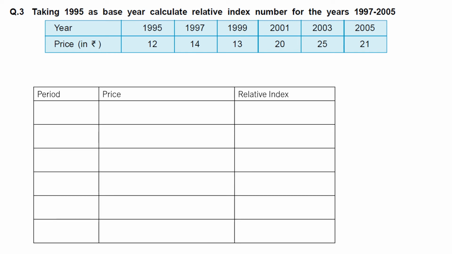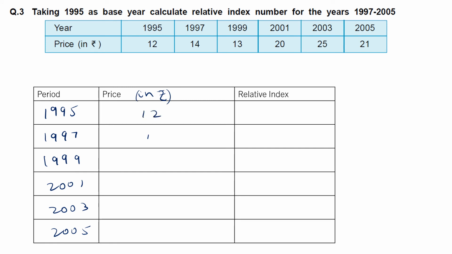So here we can draw a table like this, and the various years given are 1995, 1997, 1999, then 2001, 2003 and 2005. The prices given are in rupees: 12, 14, 13, 20, 25 and 21. Now it is given we have to take 1995 as the base year. So using this as the base year, we need to calculate the relative index.